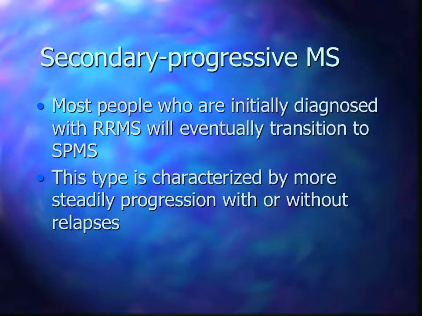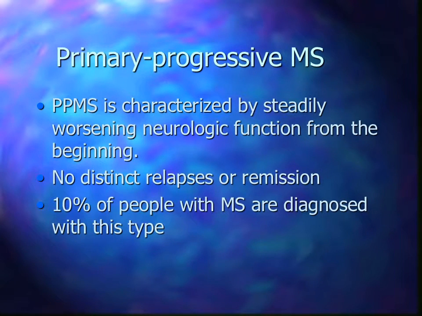Secondary progressive MS is the second most common MS. Most people are initially diagnosed with relapsing remitting MS first, and this is just steady progression with or without relapses. So they do not recover after a relapse. Primary progressive is characterized by steadily worsening neurologic function from the beginning. There's no distinct relapse or remission, and only 10% of people with MS are diagnosed with this type.